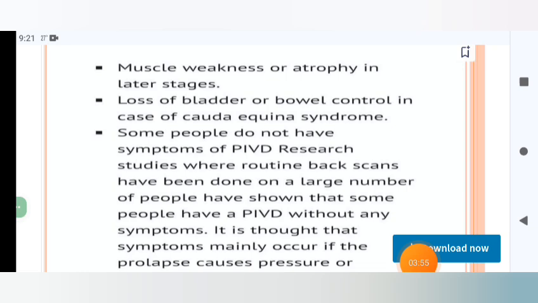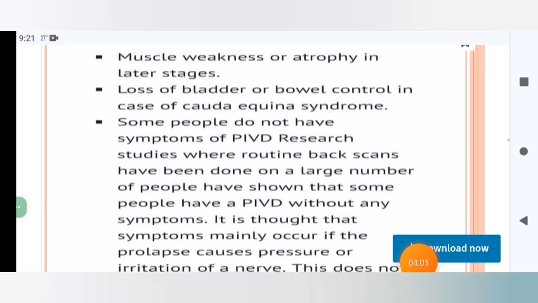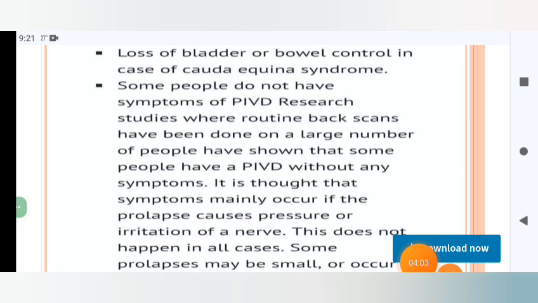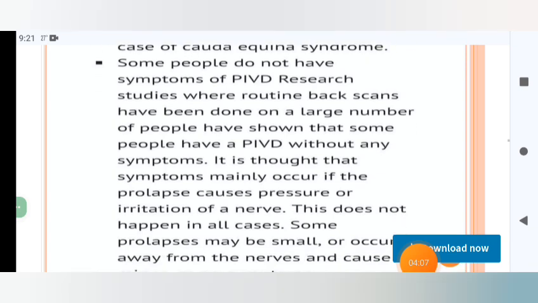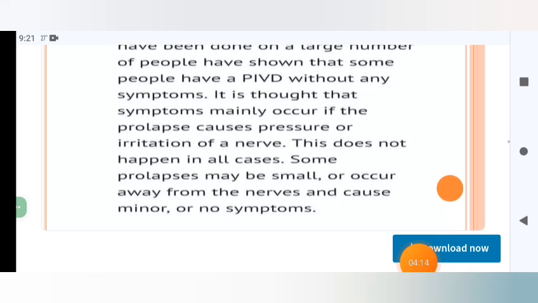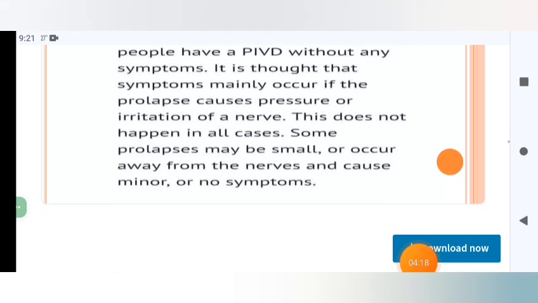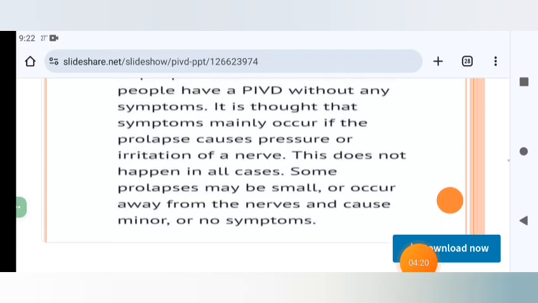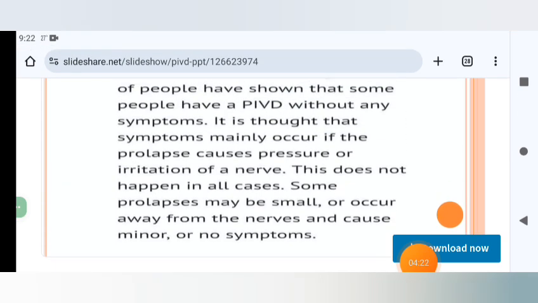Some people do not have symptoms of PIVD. Research studies where routine back scans have been done on a large number of people have shown that some people have a PIVD without any symptoms. It is thought that symptoms mainly occur if the prolapse causes pressure or irritation of the nerve. This does not happen in all cases. Some prolapses may be small or occur away from the nerves and cause minor or no symptoms.